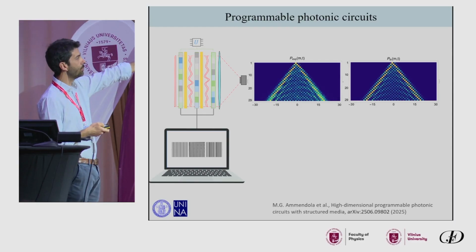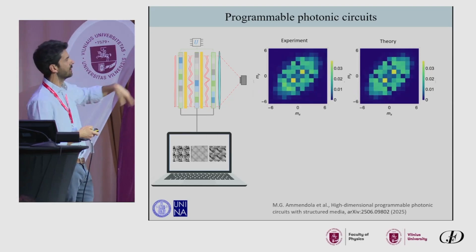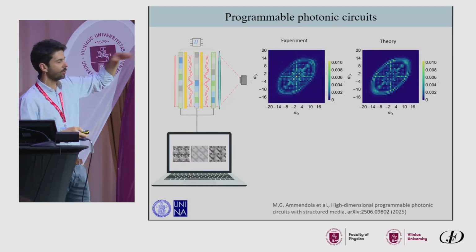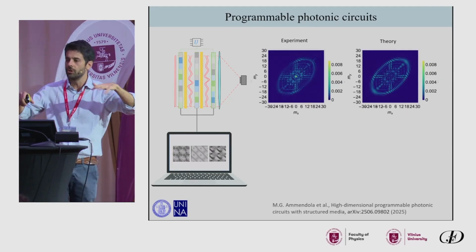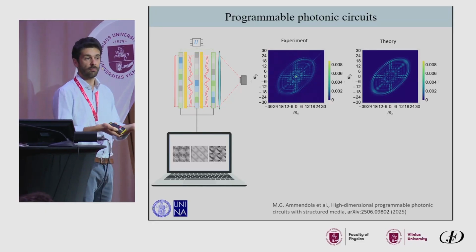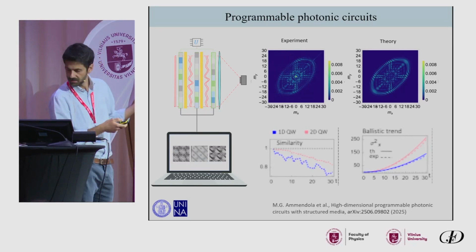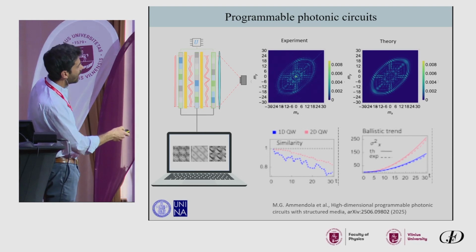So you just go to your computer, you change the holograms. This animation is not working. There was the animation also for the 1D case, but anyway, you just change the holograms and you change the transformation you're implementing. And so you are programmable now. And this is very nice for us. Oh, it's blurred. I don't know why.